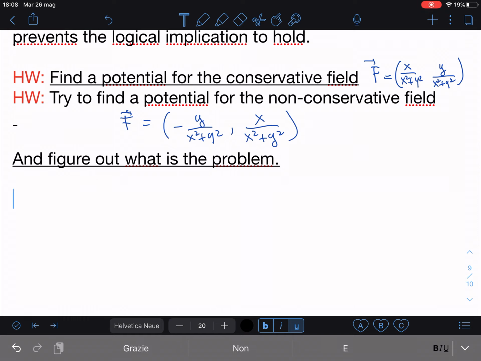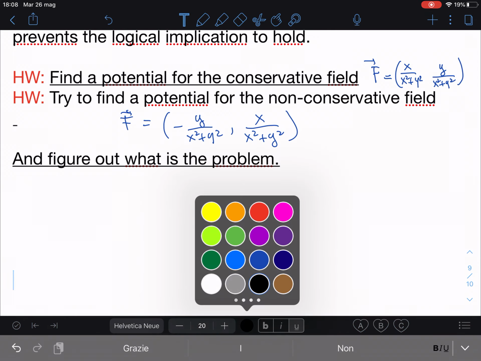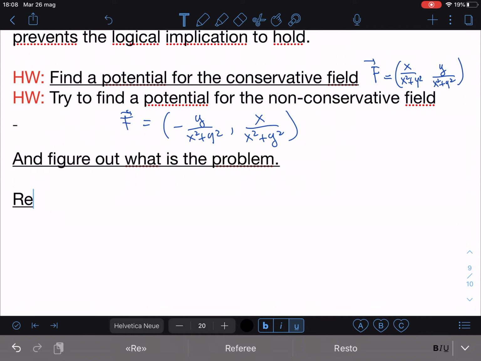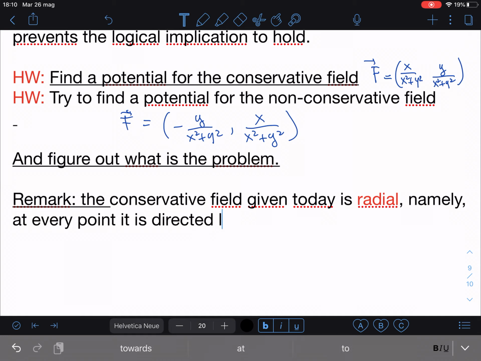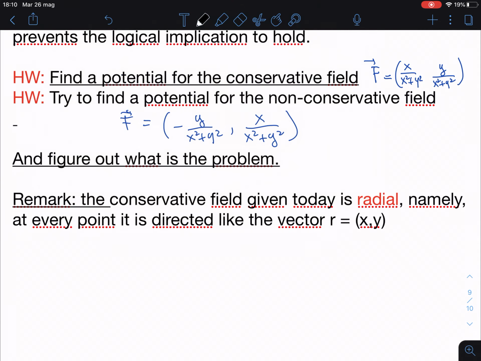So another remark I want to tell you is the following: the conservative field of the first homework, the conservative field given today, is, so the correct word is radial, which means at every point it is directed like the vector r, which is equal to (x, y). This is r.